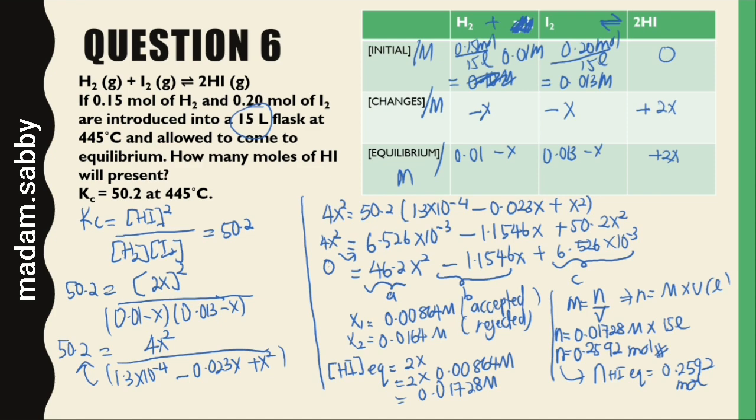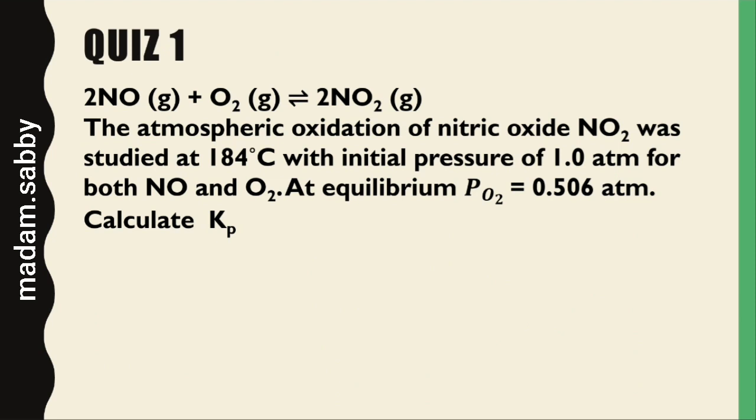Now I'm going to give you the final questions, which should be your quiz one. Please try to do these questions yourself, even though I have not yet shown you using the ICE table in terms of partial pressure. But like I said before, it's just the same ICE table, but instead of concentration, we change it into initial partial pressure, changes in partial pressure, and equilibrium partial pressure. So simply use the same ICE table but now in terms of partial pressure.